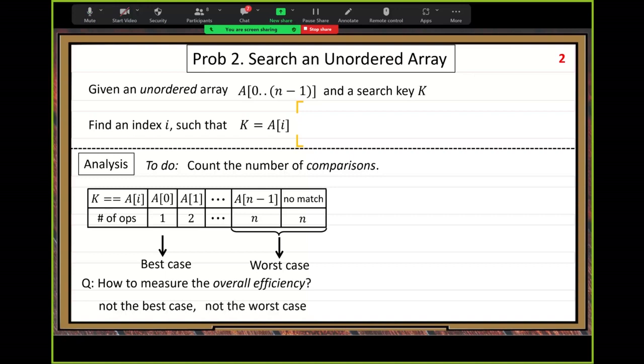Similarly, you cannot use the worst case for the overall efficiency, because it's worse than most of the other cases. If you still want to use the worst case for the overall efficiency, then you are too pessimistic. Still not the best description you can use.